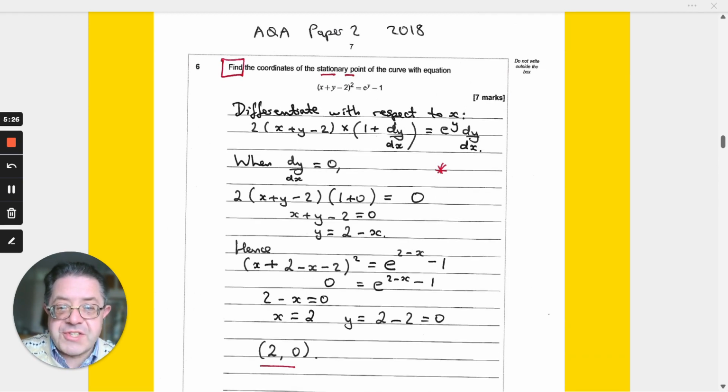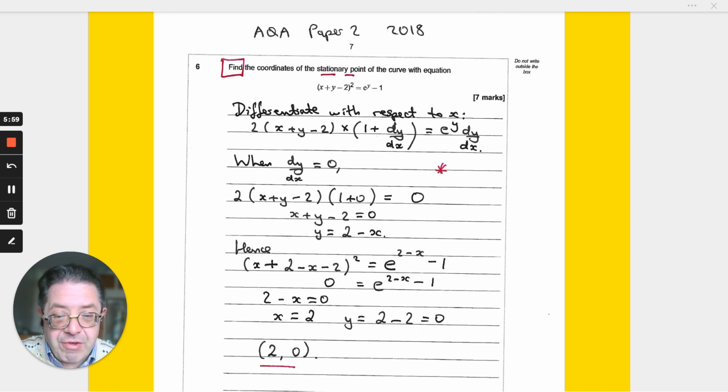Find the coordinates of the stationary point of the curve with this equation. So we're going to find dy/dx, and this time put dy/dx equals 0. Differentiating the left-hand side using the chain rule, we get 2 times (x + y - 2) times (1 + dy/dx), which is what the expression in brackets differentiates to.